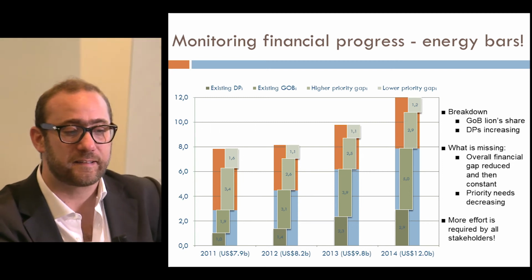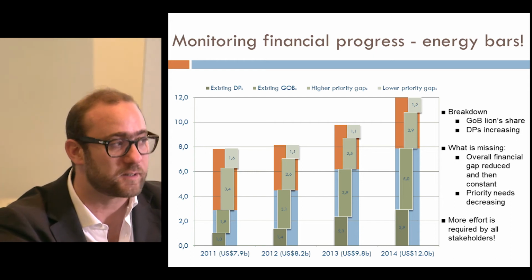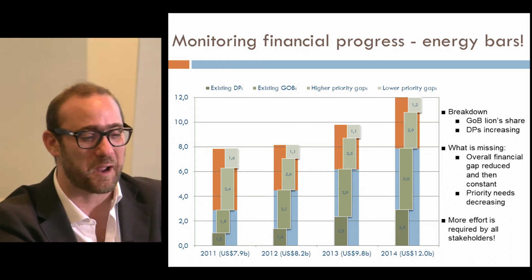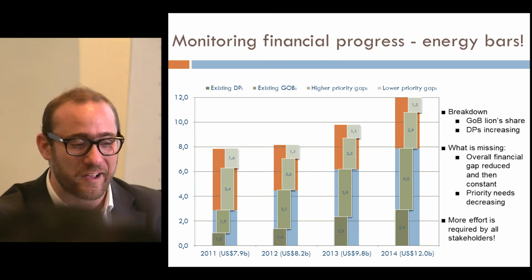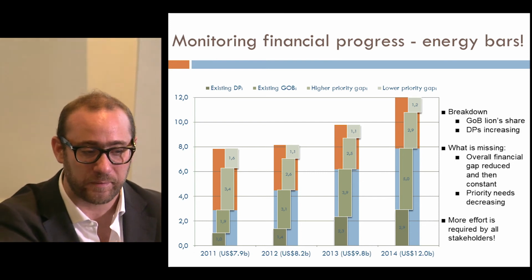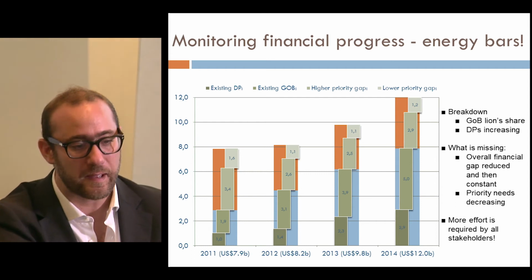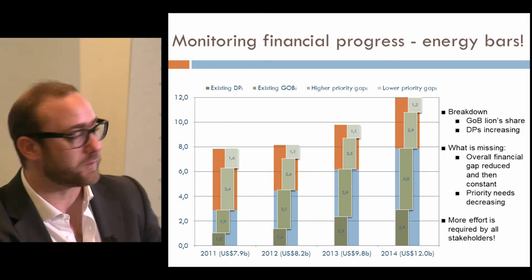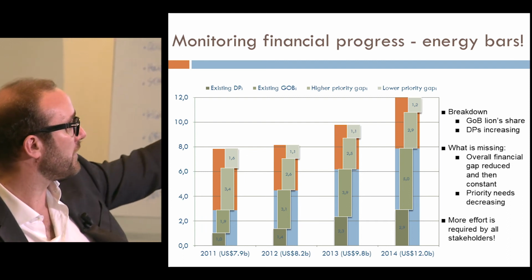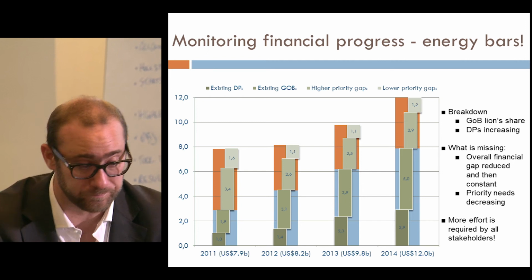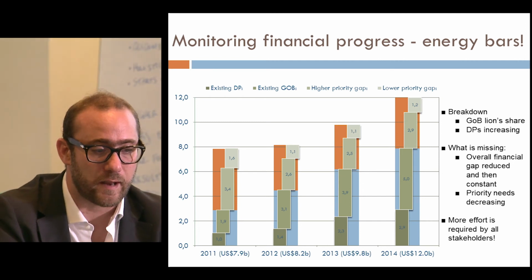For the financial part, the important element to identify here is that the financial gap is divided into the top high priority gap and the lower priority gap. And we can see that the lower priority gap, which is the third block, is also reducing from 3.4 billion to 2.9 billion.